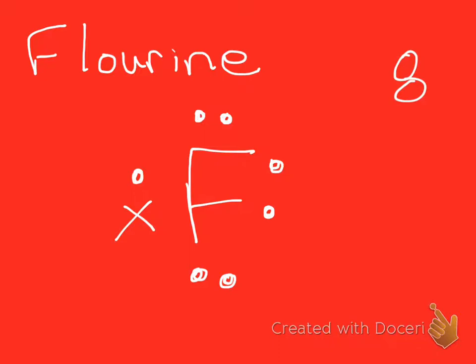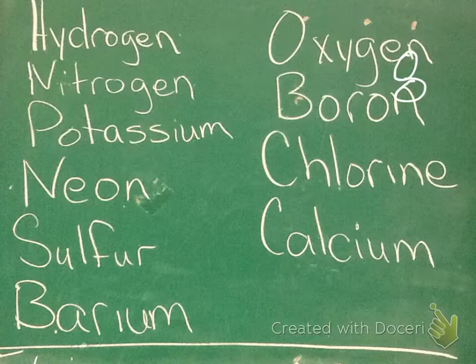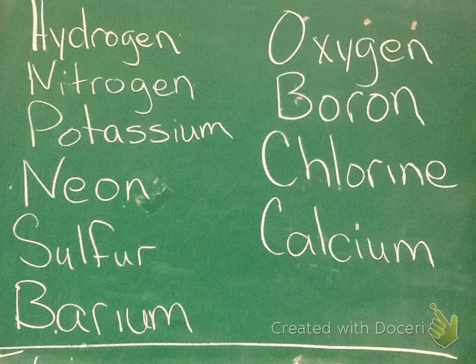All right, so now you have some homework to do. So I need y'all to do these 10 here. Hydrogen, nitrogen, potassium, neon, sulfur, barium, oxygen, boron, and chlorine. Okay, so these 10, and you got to do them for homework, so you can show me tomorrow that you know and you understood. All right?